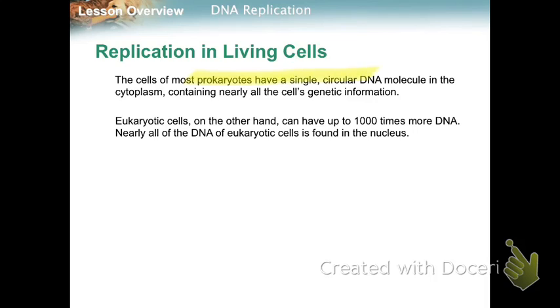Replication in prokaryotes is a little different because there's a single circular DNA molecule. It's way simpler, contains nearly all the cell's genetic information. Eukaryotic cells can have up to 1,000 times more DNA than prokaryotes. And if you remember, DNA of eukaryotic cells is found in the nucleus.